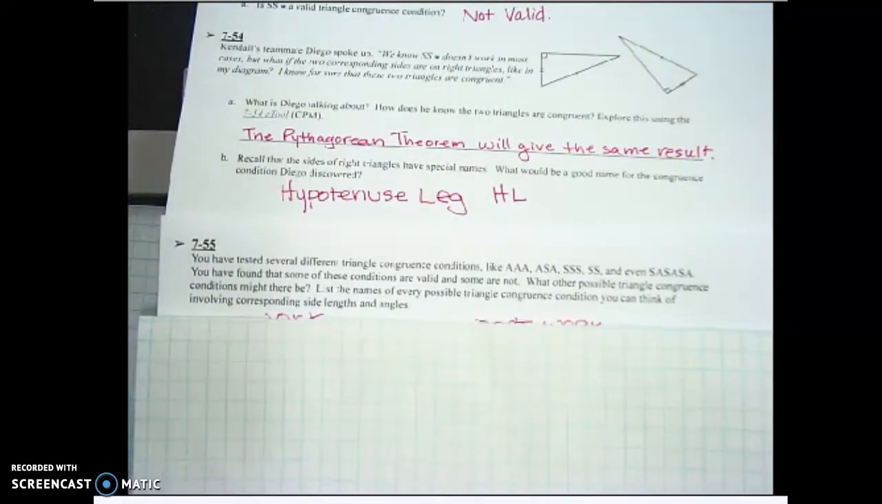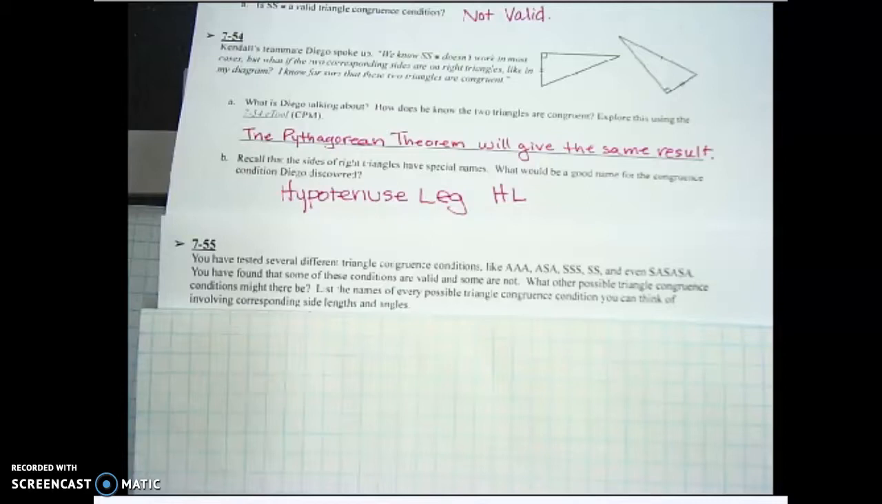All right, question 755 says, you have tested several different triangle congruence conditions like angle-angle-angle, angle-side-side, side-side-side, and even side-angle-side-angle. You have found that some of these conditions are valid and some are not. What other possible triangle congruence conditions might there be? List the names of every possible triangle condition you can think of involving corresponding side lengths and angles.